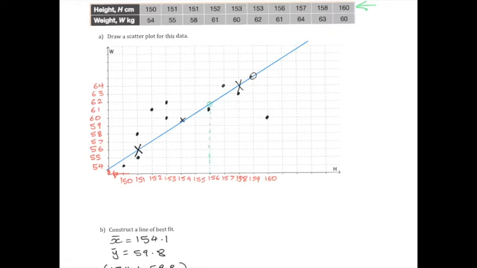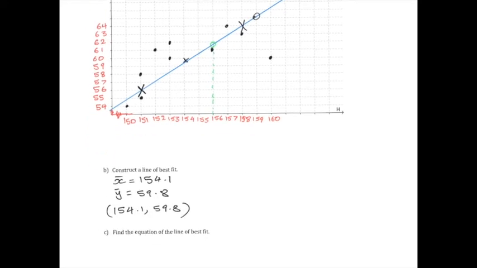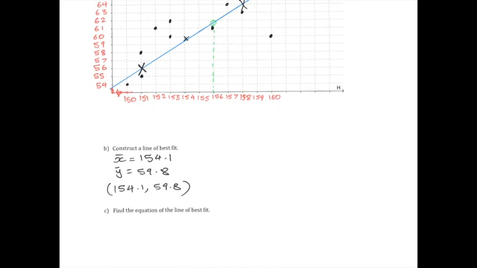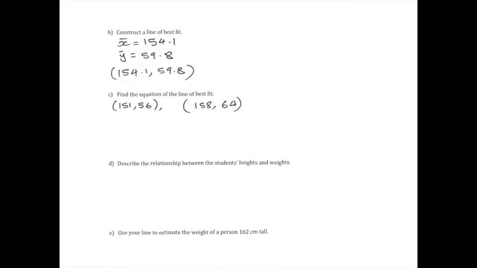I'm going to write down the 2 points I'm going to use. So I'm going to use 151, 56 and 158 and 64. Okay, so using your 2 points, can you help me, girls?